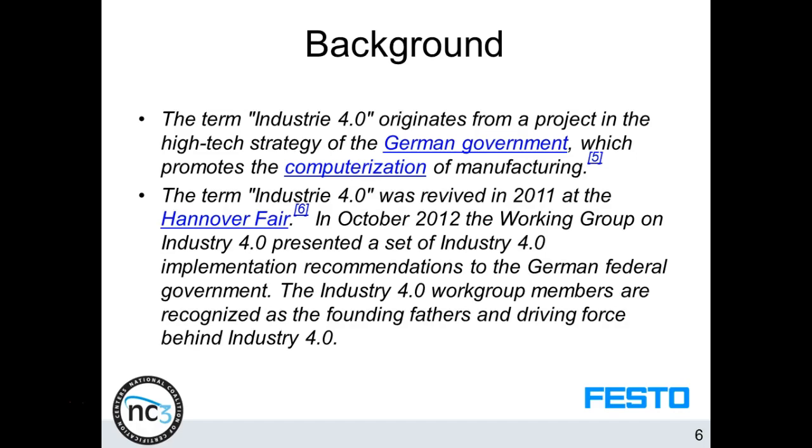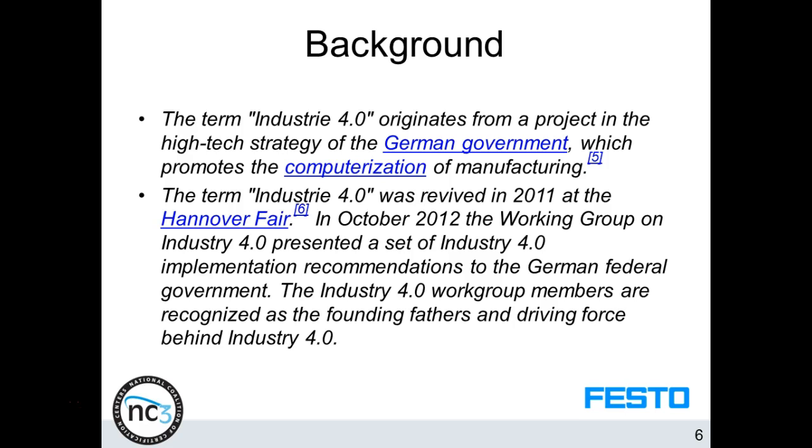The term Industry 4.0 originated from a project in high-tech strategy in the German government. By the way, we can look at all these links, but every one of these will just take you to the site for the German government and computerization, and then also the Hanover Fair. The term Industry 4.0 was revived in 2011 at the Hanover Fair. This is over in Hanover, Germany. They hold it every year.